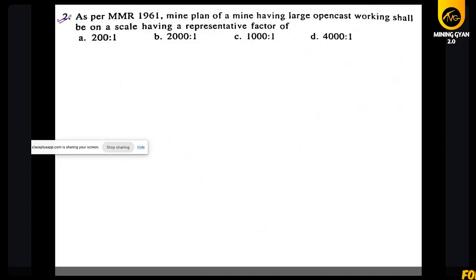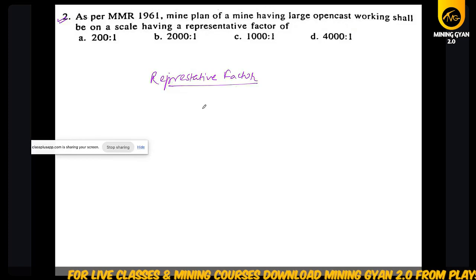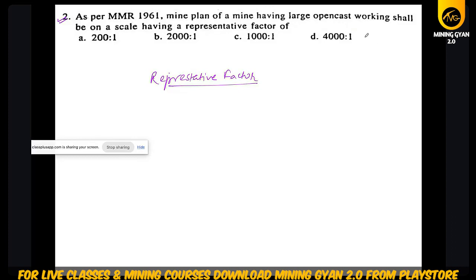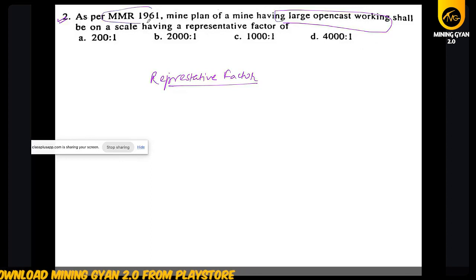So we had seen the reference representative factors. We had seen 1:200, 1:1000, 1:2000. So please go and revise that also. So for the large open cast mine, because this is a large open cast mining, the scale according to MMR 1961 should be 4:1000.